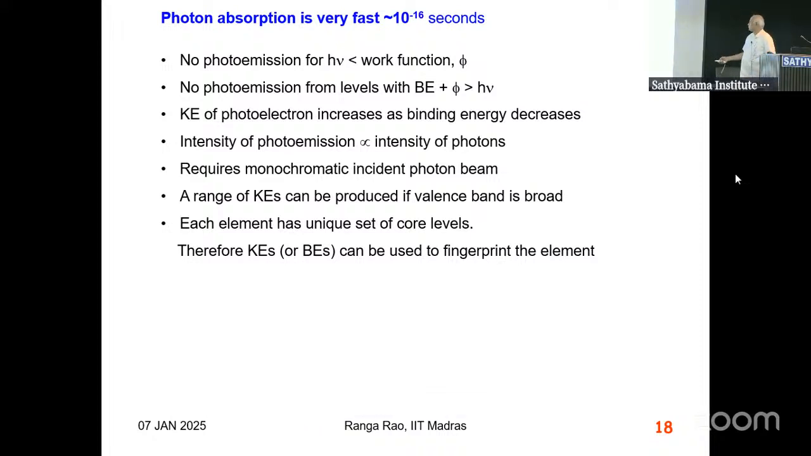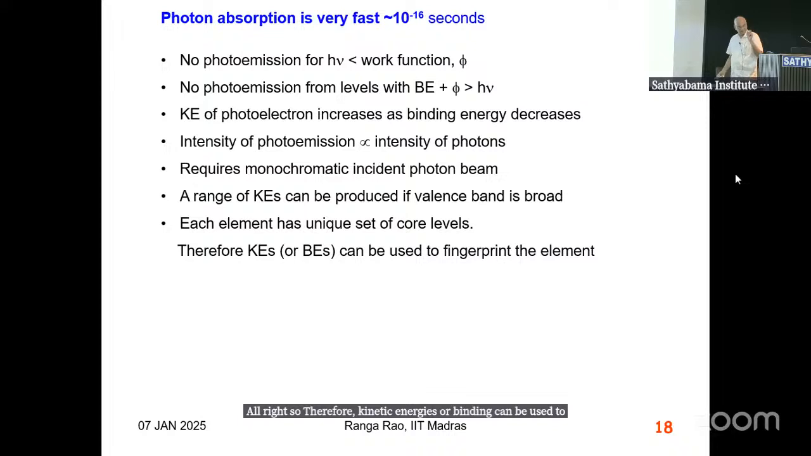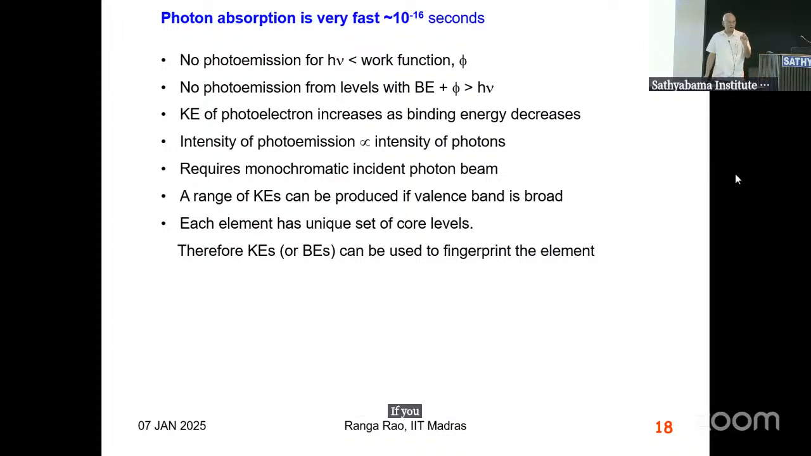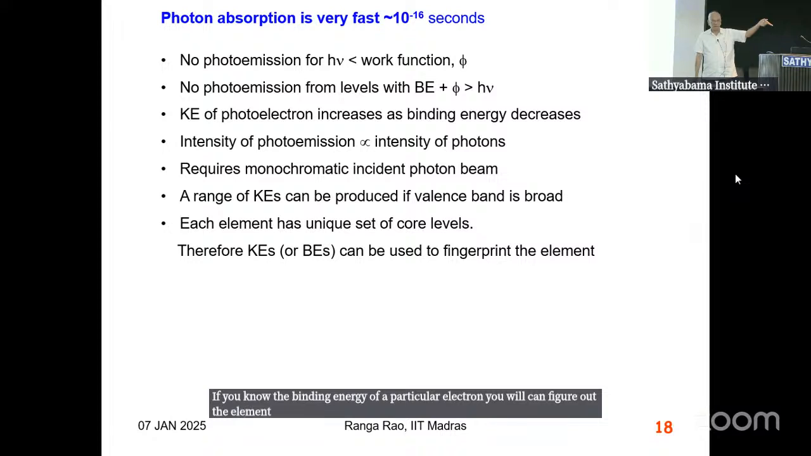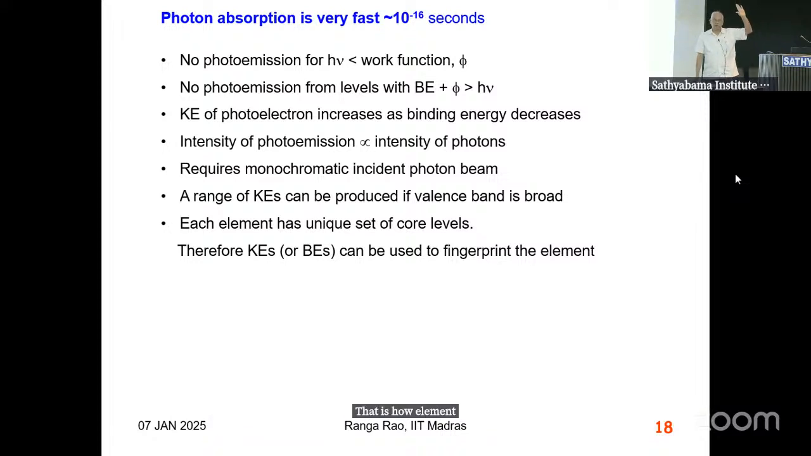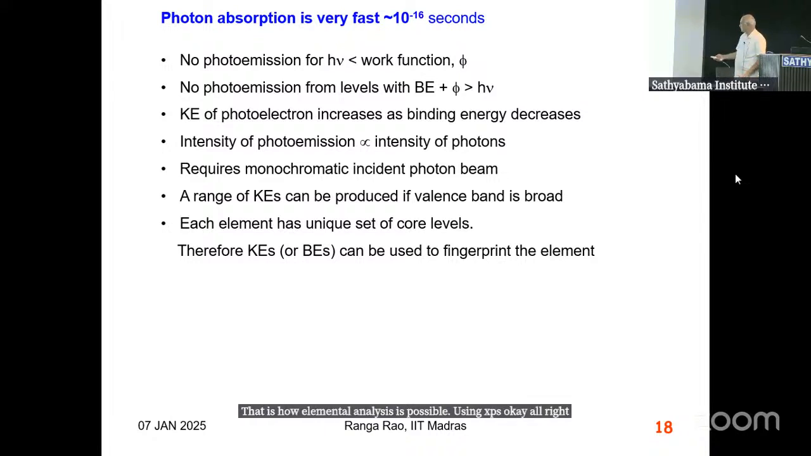All right. So therefore, kinetic energies or binding energies can be used to fingerprint the element. If you know the binding energy of a particular electron, you can figure out the element from which it is coming. That is how elemental analysis is possible using XPS. Okay, all right. That is kind of a summary I wanted to give you.